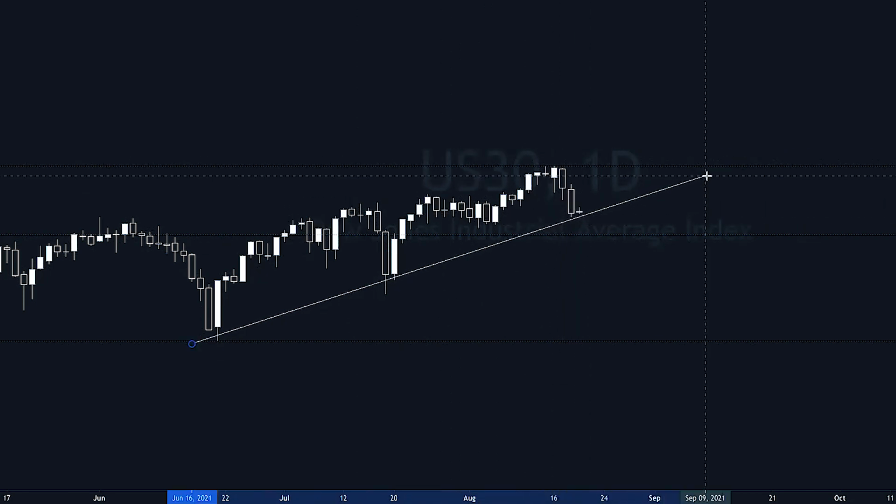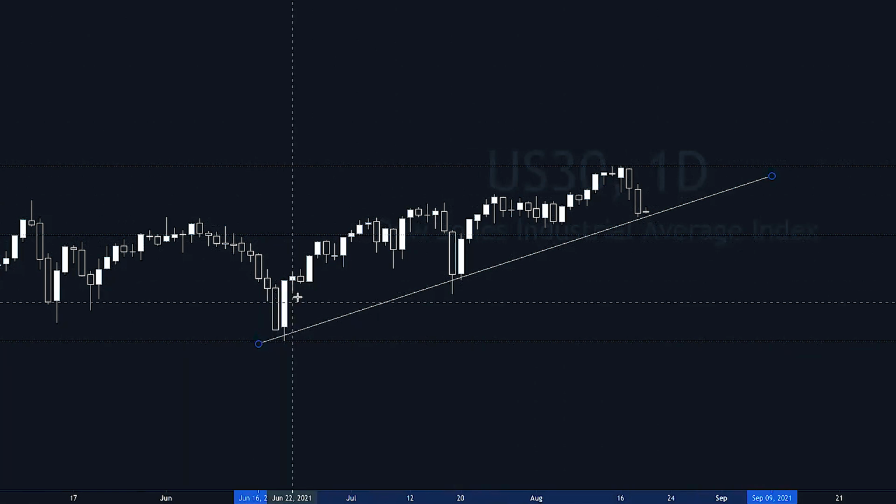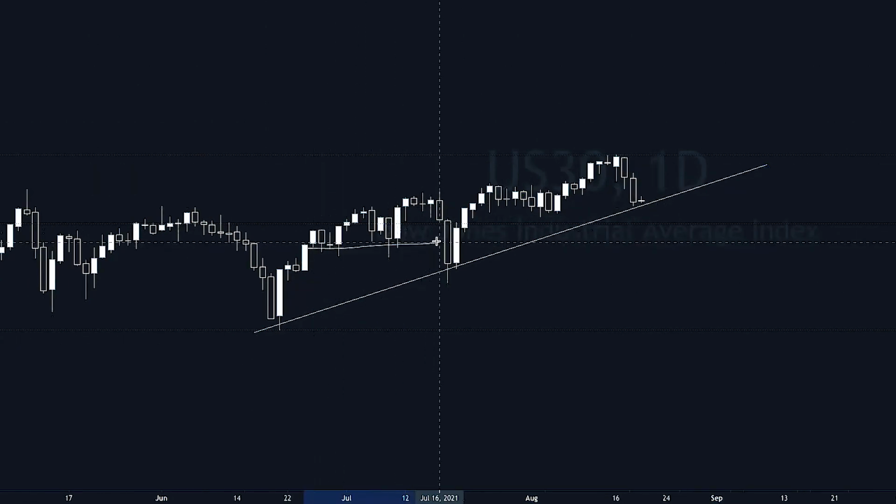It doesn't always have to look pretty. You just have to be able to identify structure. So if we have our low, then we get that impulse up, and we see that we're having wicks here. All we want to see is a breakdown between here to identify our new higher low, right?